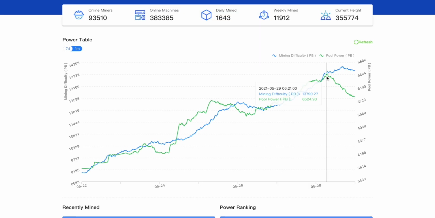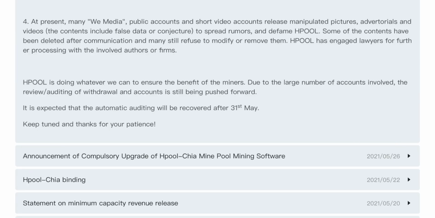A look at the graph of Hpool's total online power shows a sharp drop on the 29th of May from 6.5 exabytes to 5.8 exabytes. That's a drop of almost 700 petabytes in a single day. It's likely that that drop is due to the fake plots and dual miners being removed. Later in the same post, Hpool confirms that automated auditing of accounts is expected to resume after the 31st of May, so hopefully those users still waiting will begin to see earnings appear from their plots.